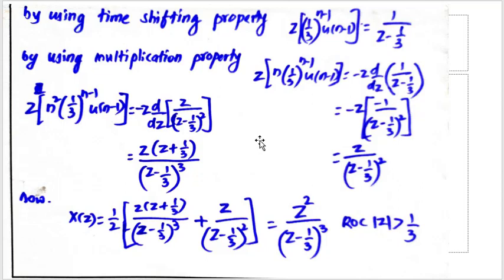Now we will see the other terms which exist here, by using the multiplication property, wherein the z transform of n 1 upon 3 power n minus 1 u of n minus 1 can be written as minus z d by dz of 1 upon z minus 1 by 3. If I differentiate this term with respect to z, we will have minus z as it is outside, so the differentiation gives minus 1 upon z minus 1 by 3 whole square. So that would be z upon z minus 1 by 3 square.